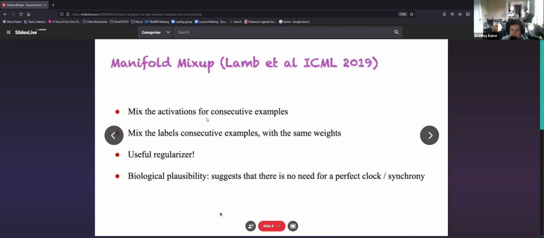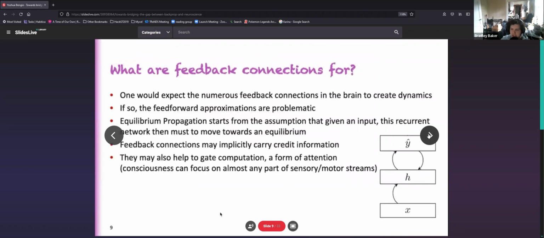But the idea is that we can take the activations that are derived from consecutive samples in the backprop, mix up the activations, mix the labels, and this gives us some form of regularization. It's just random mixing of what you're working through in the model. And this gets us away from one of the limitations of backprop, that we need to have perfect synchronization between activations in the brain and observed labels. So this is just one step towards biological plausibility.